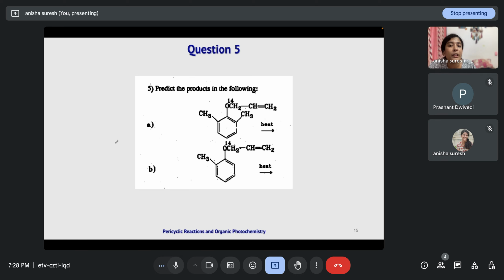Okay. Now coming to the next question. This is a question based on 3,3 sigmatropic rearrangement. Predict the products in the following reaction. Here this carbon is isotopically labeled as carbon-14. Similarly this carbon also. Please try to work it out and find out which is the major product that is formed in these two reactions.